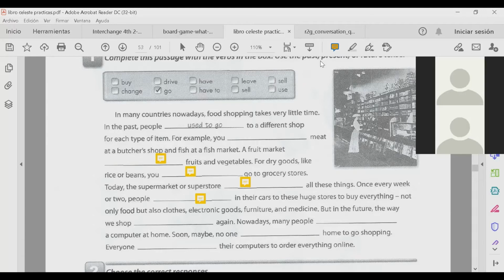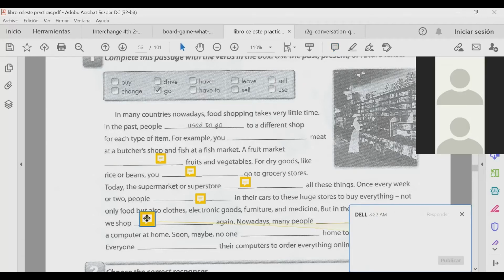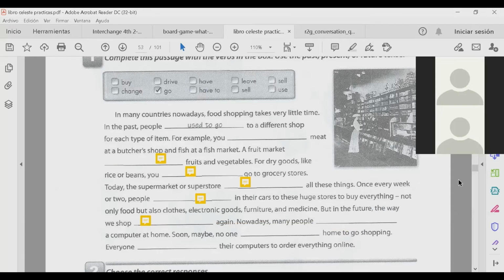But we need something to make it in the future. Remember that with this we have something in the future that you don't know for sure. In this case, guys, remember that this is the review. Don't worry, we use will. Because that's a possibility, the way we shop will change.